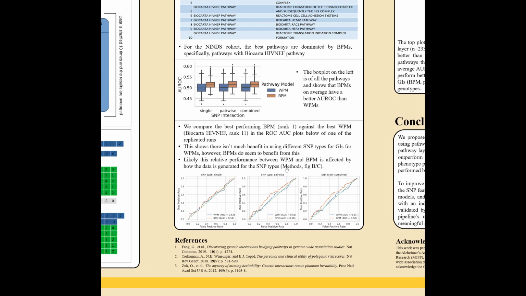So we go down to the ROC-AUC figures down below, and we compare the best performing BPM from rank 1 against the best WPM, which was rank 11, and unsurprisingly, the best WPM was also the BioCarta HIV-NEF pathway. These ROC-AUC plots show that for WPMs, there's not much benefit in using these genetic interactions as pairwise or combined SNPs. However, with BPMs, we do tend to see a benefit when introducing these genetic interactions, with an increase in that AUROC.